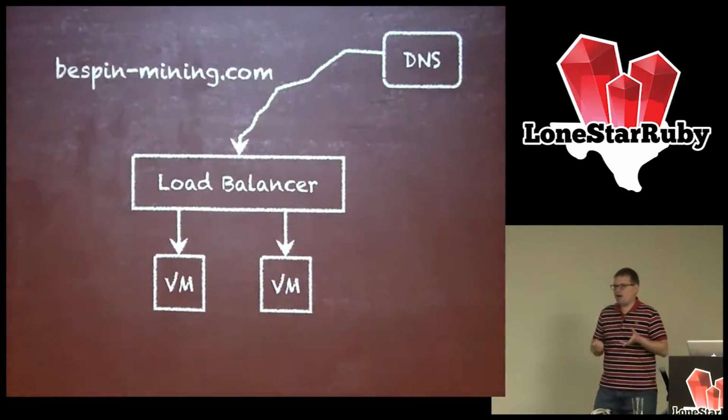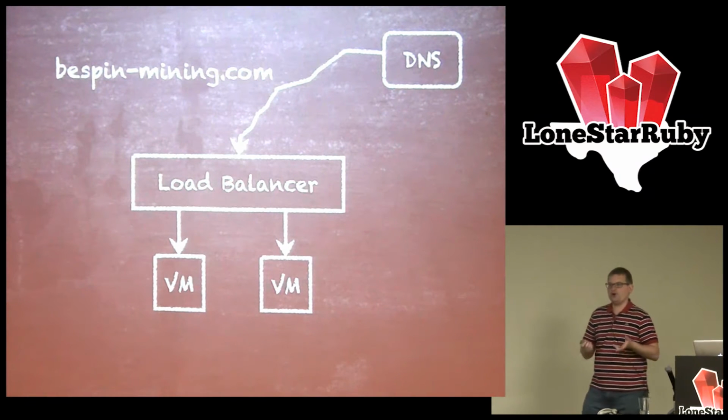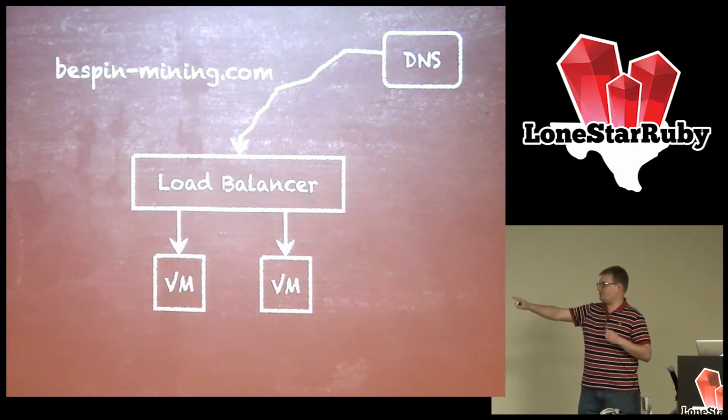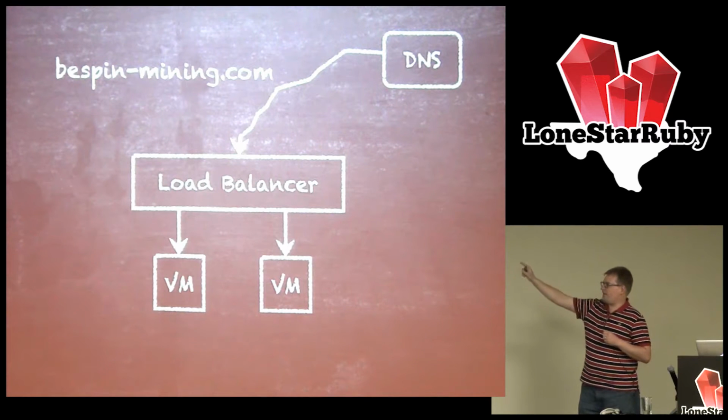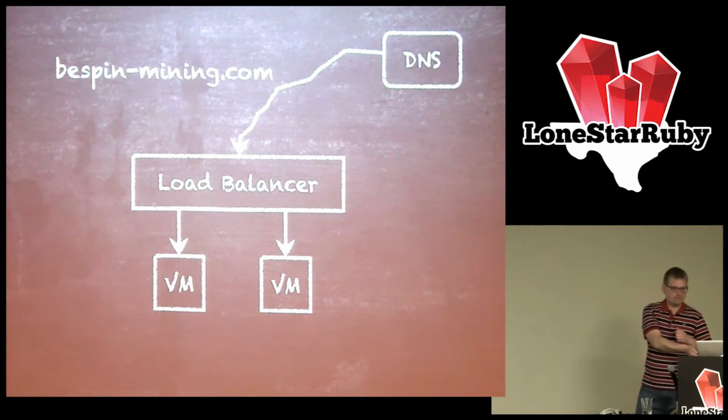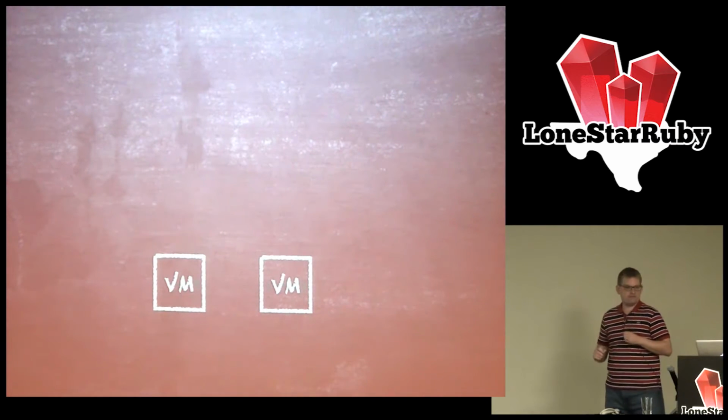So we're going to start off by looking at a sample architecture that we're going to create using Fog. We're going to provision 2 cloud servers, a load balancer, and then we're going to add a DNS entry that will point to that load balancer. And we're going to start off looking at the VMs.